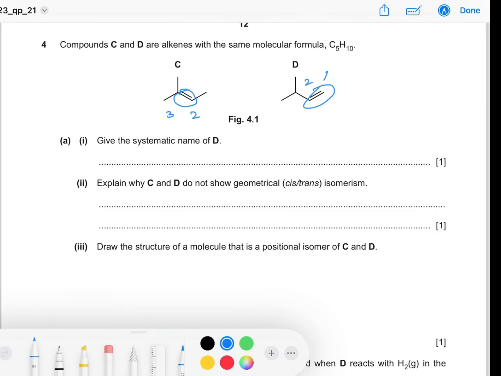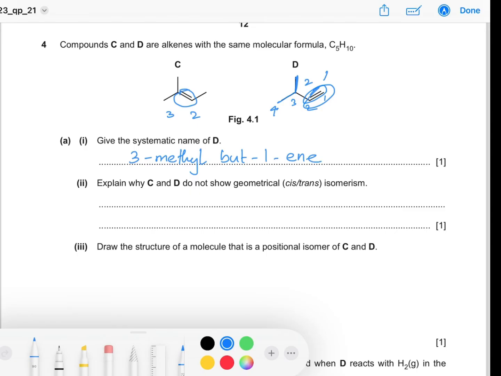Part 1. Give the systematic name of D. So you start by looking at the number of carbon atoms in the backbone chain, which is 1, 2, 3 and 4 carbon atoms, and the functional group is an alkene. So this is butene or but-1-ene. In addition, you also have a branch on the third carbon atom. So this would be 3-methyl but-1-ene.